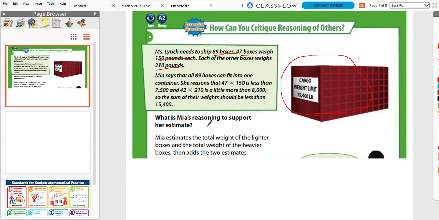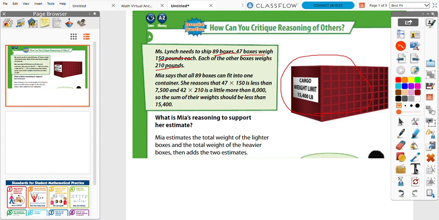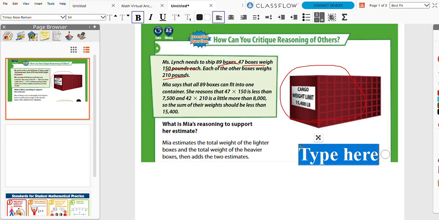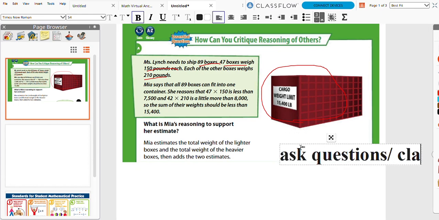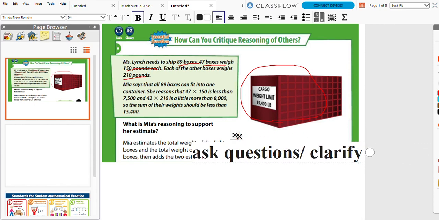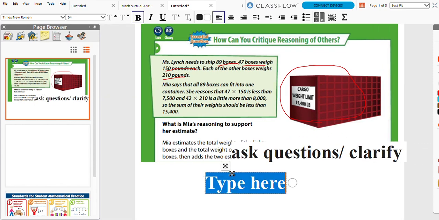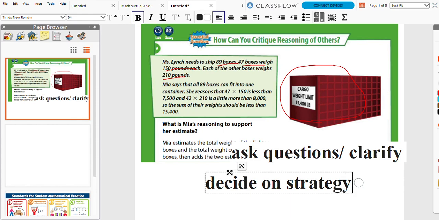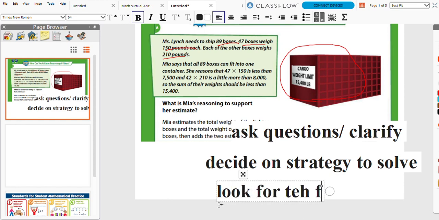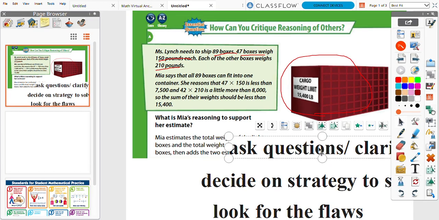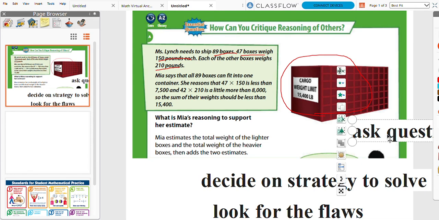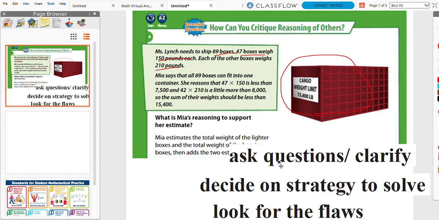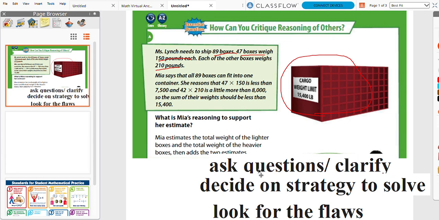So when we're thinking about critiquing others, the process that would help you would be, one, ask questions or clarify. That means think about exactly what they're saying. Ask those questions to yourself of what you would do. Then decide on a strategy to solve, like we always do. And then look for the flaws in her work. So those are the three that will help us critique Mia. So I'm going to start by asking questions and clarifying.